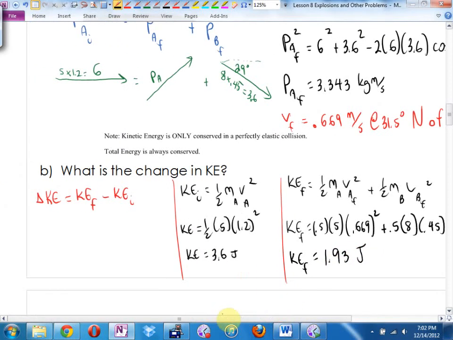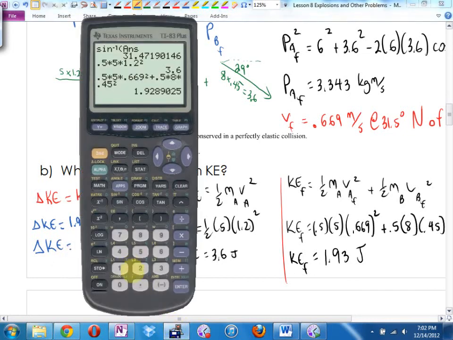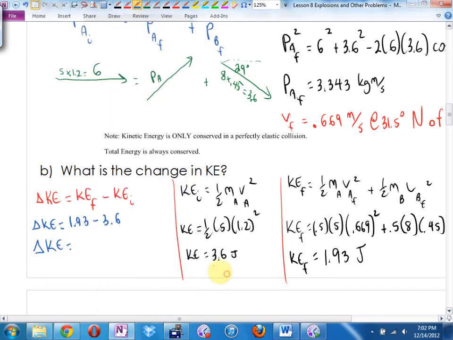What was the change in kinetic energy? 1.93 minus 3.6. I lost some kinetic energy. I lost 1.67 joules of kinetic energy. Now, that doesn't mean the law of conservation of energy was violated. Total energy is conserved. I didn't lose that energy from the system. I lost it from kinetic. That was the work done in deforming these masses when they crashed. It went into sound and heat.